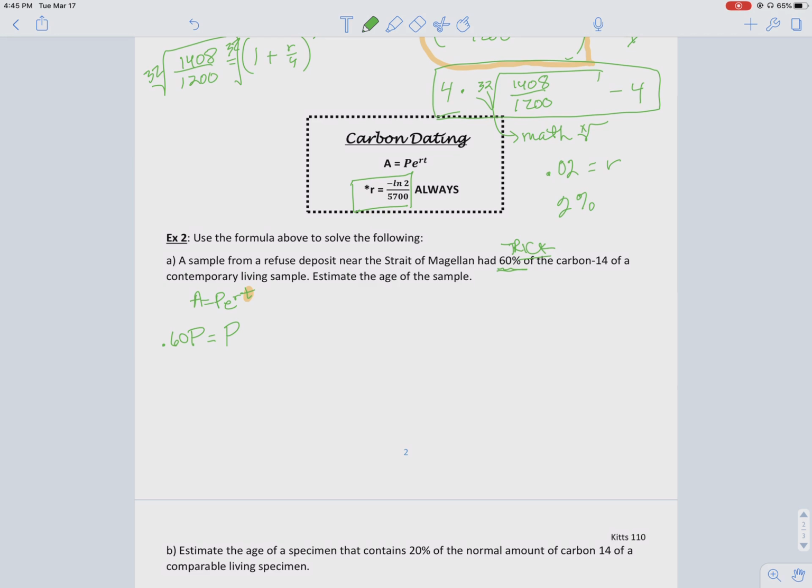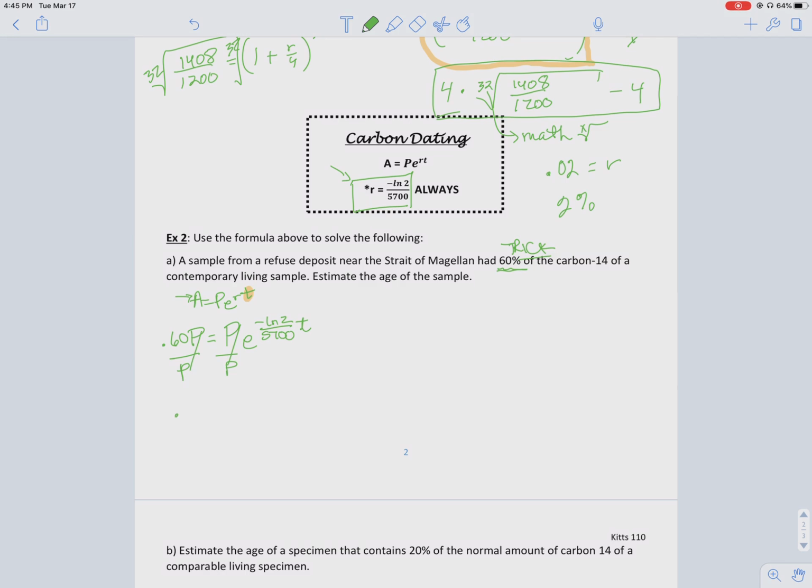So your amount that you have, the future amount, which actually is what we've got right now, is the 60%. Then we have e. Our r is given to us up here. So we have negative ln of 2 over 5,700, and then we've got our t that we don't know. First thing we need to do is get rid of the P, and we can do that by dividing both sides by P. That makes life a little easier.